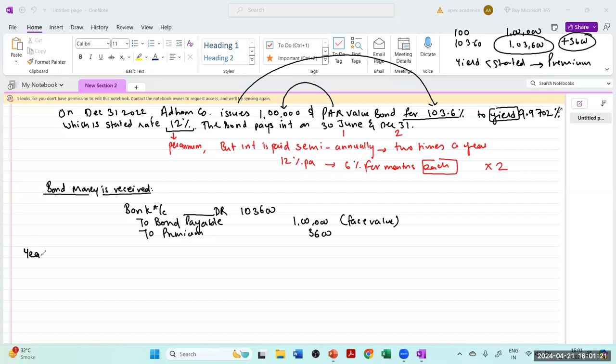So let's go over it again. We have year. We will have cash interest paid. We will have bond interest expenditure. We will have premium amortization. What is bond interest expenditure? I'll explain it again. Go through your notes for the last session, you will see what it is. Then we have premium unamortized.